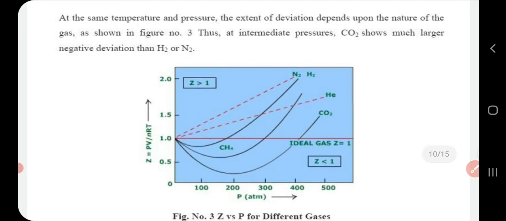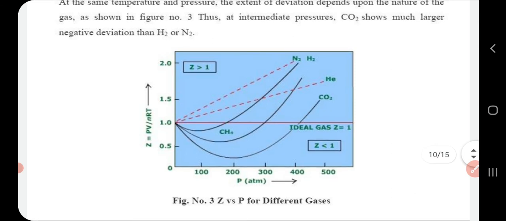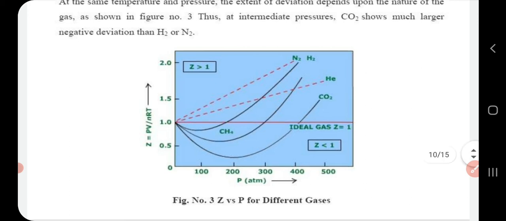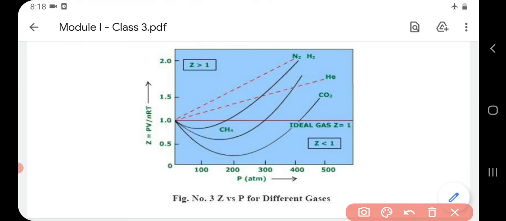Now, at the same temperature and pressure, the extent of deviation mainly depends upon the nature of the gas, which is shown in this figure. At intermediate pressure, that is, pressure not too high and not too low, carbon dioxide shows a much larger deviation, that is, negative deviation, when compared with hydrogen and nitrogen. This line is for carbon dioxide; it is highly deviating, that is, it first decreases, reaches a minimum value and then increases. So it is highly deviating from the ideal gas behavior value of 1 when compared with all the other gases. That is what is written above.